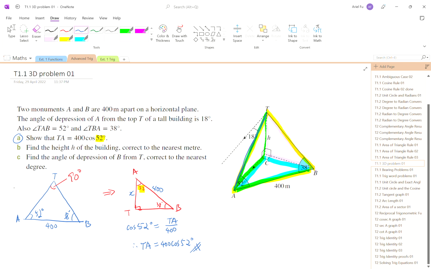Now, part B asks me to find the height of the building, correct to the nearest meter. Now, for the height of the building, I need to look at a different triangle altogether because the triangle we were working on did not include height. So for B, the triangle I'm really going to look at is this triangle. Okay, it's the green triangle over here.